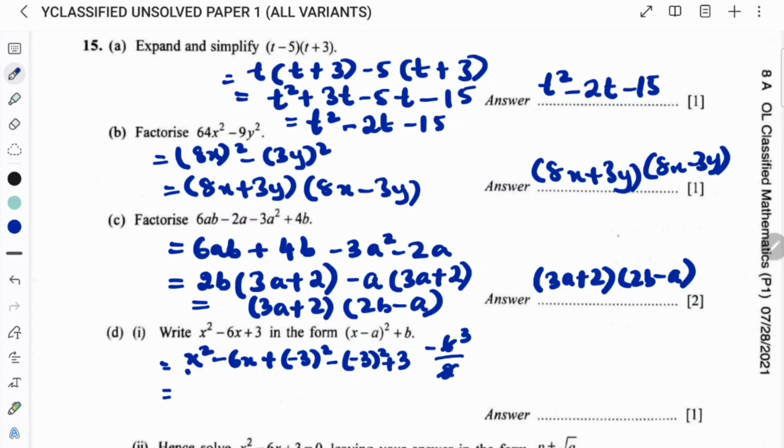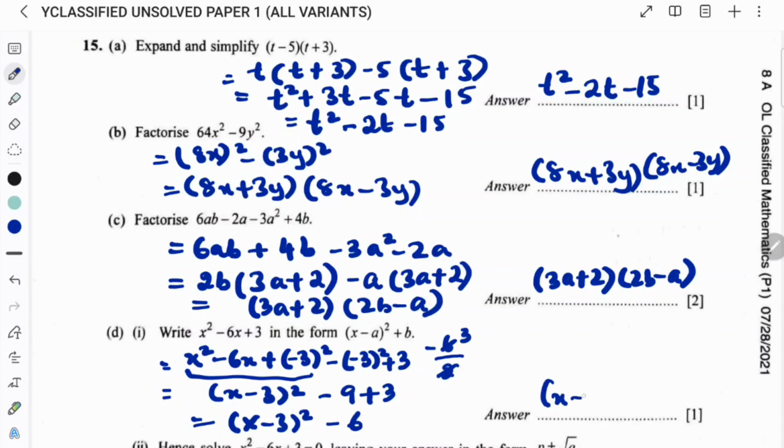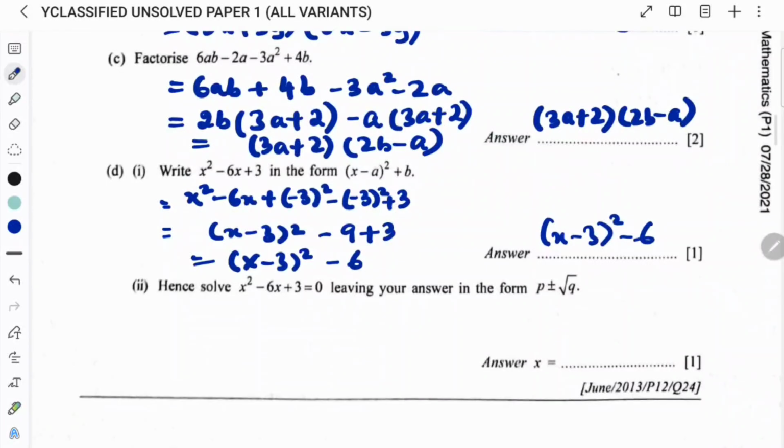Okay, and now what do you do? Up till here it is x minus 3 whole square, and now it is minus 9 and plus 3 left. So x minus 3 whole square minus 6 is your answer. So this is x minus 3 whole square minus 6. Remember, in the completing square method, we see the x coefficient and then half of it and square that number, and then add and subtract, and you will get the square number. Okay, now this is solution of equation.